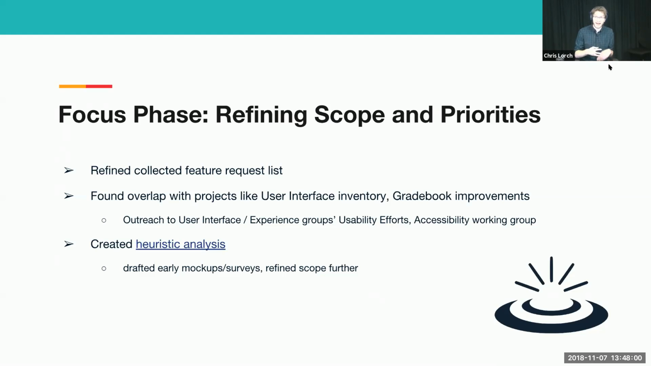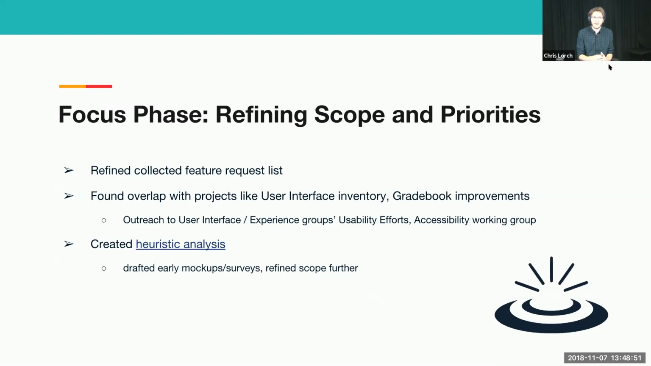And truth be told, we ended up with a lot of different options. We created several mockups that weren't adopted. But we also found overlap with projects like the user interface inventory. Improvements to gradebook, I think, will be important in helping, just as they have in other tools like assignments and tests and quizzes. The improvements in gradebook itself, I think, are going to go a long way to inform the decisions made about forums. So in that vein, we wanted to reach out to user interface experience groups, the usability efforts. Tiffany in the accessibility working group has had a lot of really great input. And Jolie also created this heuristic analysis that I'll highlight because I think it was super important.